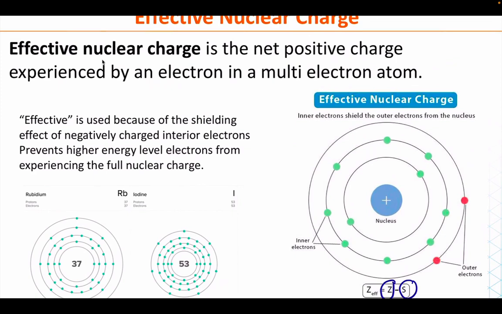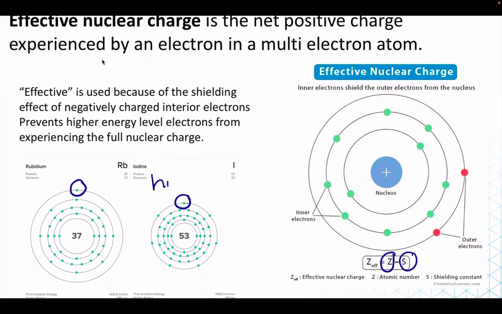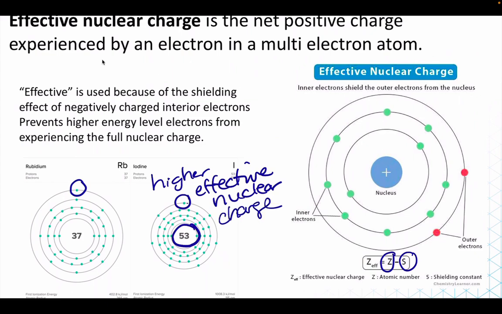So essentially the inner electrons kind of cancel out the nucleus, so they don't feel the full positiveness of the nucleus. So this electron here versus this electron here, this electron's going to experience a higher effective nuclear charge because it's closer and it's got a more positive nucleus. This one over here is going to have a lower effective nuclear charge because it's further away, because the radius is bigger and the nucleus isn't as positive.